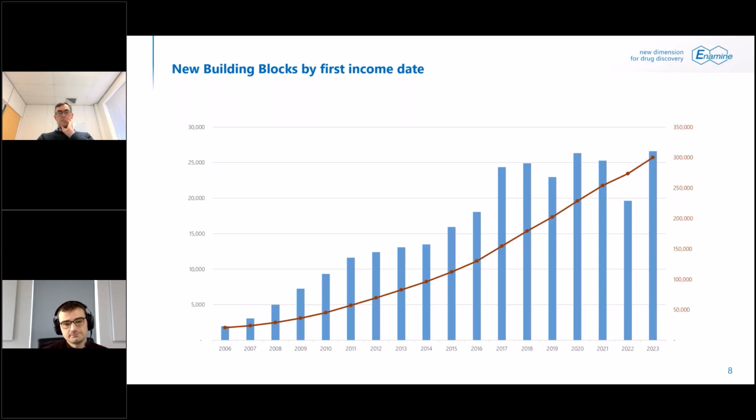In that way, we increase the size of real compounds. And here on the right, the red line is the cumulative sum, the total sum of new building blocks which we have in stock. And now it's about 300,000.